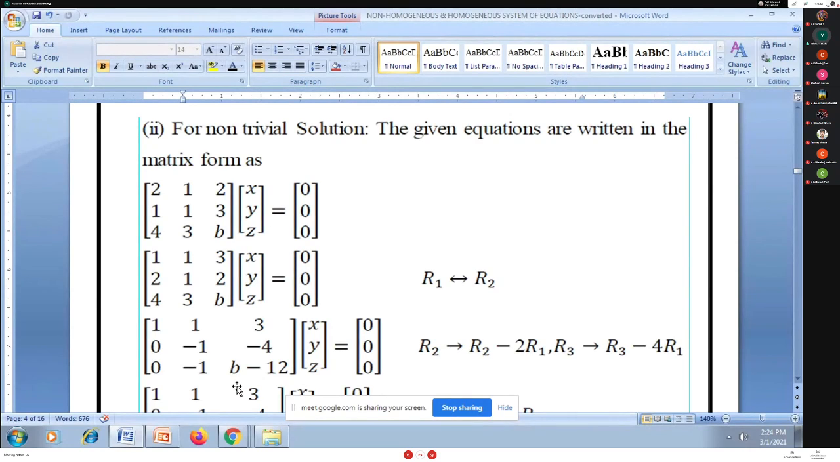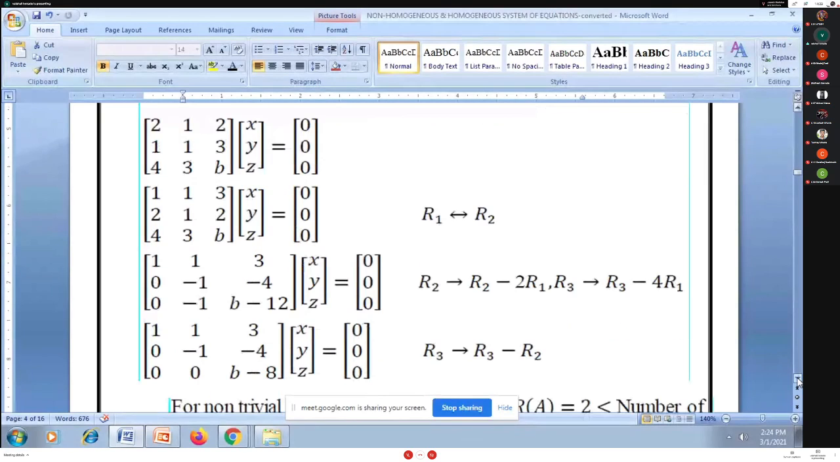Further, in column 2, I'm getting two entries as minus 1, minus 1. I'll make the bottom entry 0 by doing R3 minus R2. In column 2, I'm now having the entries 1, minus 1, 0. For the third place, I'm having B minus 12 minus 4, that is B minus 8. And the right-hand side zero matrix will remain as it is here.